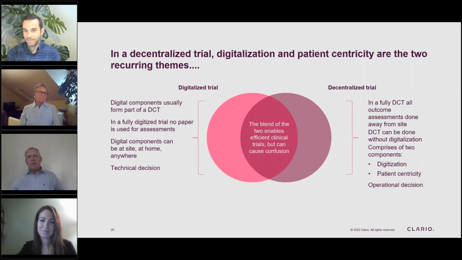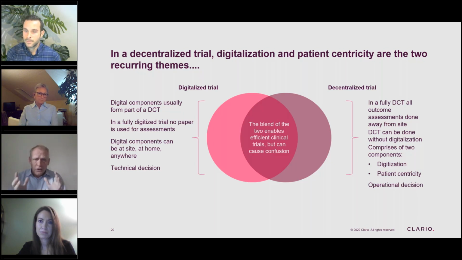So thanks, Chris. I think the million-dollar question is, what is a decentralized trial? We very much see a whole world of different definitions coming across, so much so that the EMA recently declared that they would not be defining what a decentralized trial is. However, the recurring themes that come across from all the definitions are digitalization, the use of technology, and patient centricity. I think they're the key 2 cornerstone foundation stones for decentralized trials.